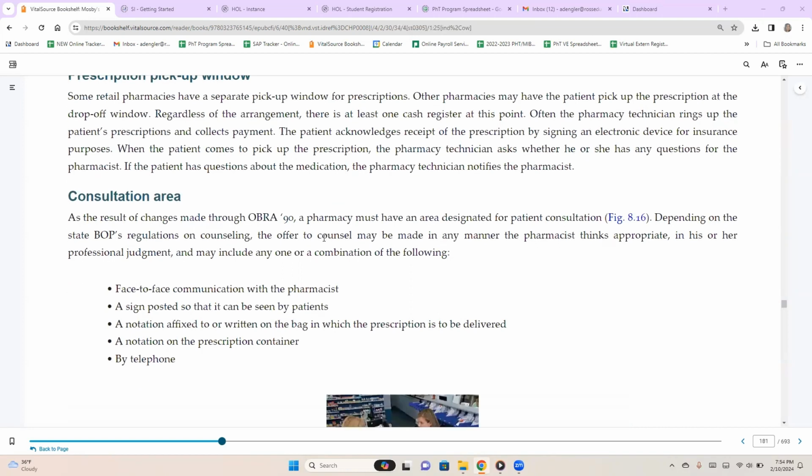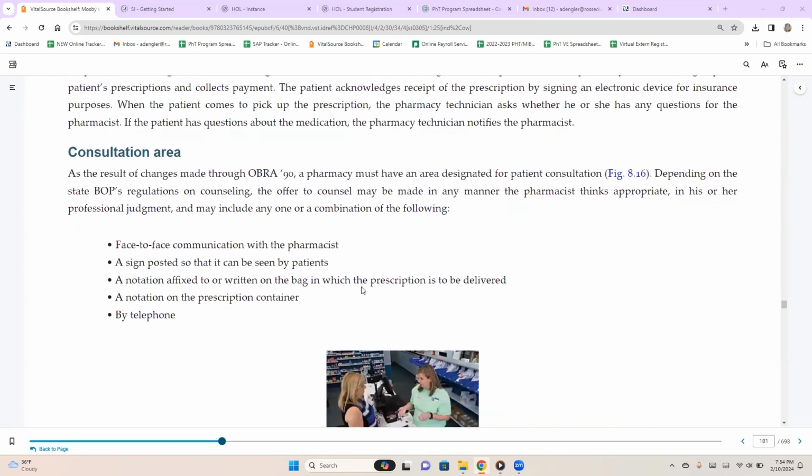Then the pharmacy technician should ask the patient if they have any questions for the pharmacist. As a result of changes made through OBRA 90, a pharmacy must have a designated area for patient consultation. Depending on the state BOP's regulation on counseling, the offer to counsel may be made in any manner the pharmacist thinks appropriate in his or her professional judgment and may include any one or a combination of the following.